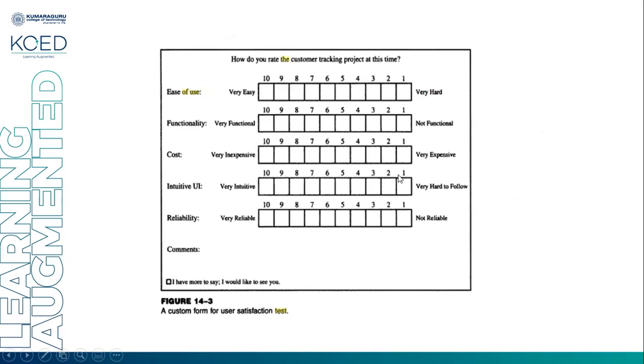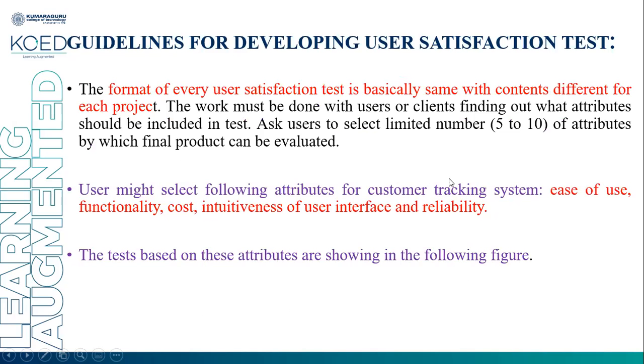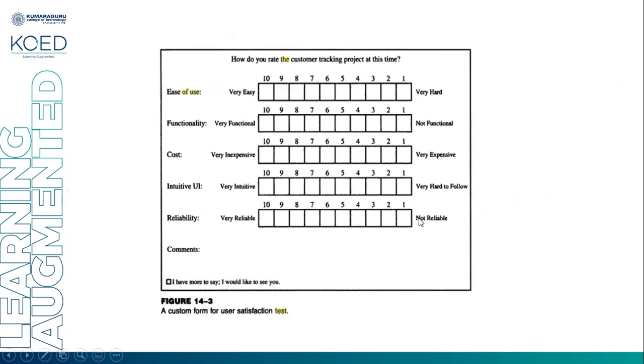As an example case study, the user selects the following attributes: ease of use, functionality, cost, intuitive user interface, and reliability. The tests based on these attributes are shown in the following figure. In this figure we are given the attributes: ease of use, functionality, cost, intuitive user interface, reliability.